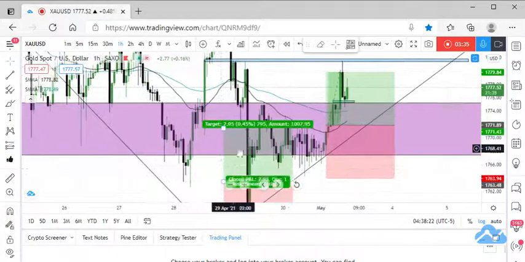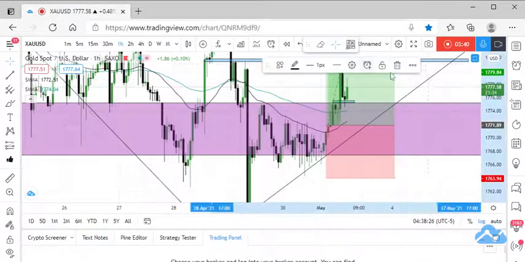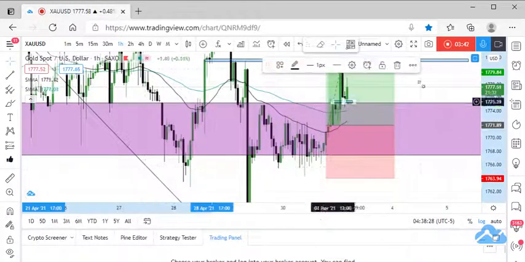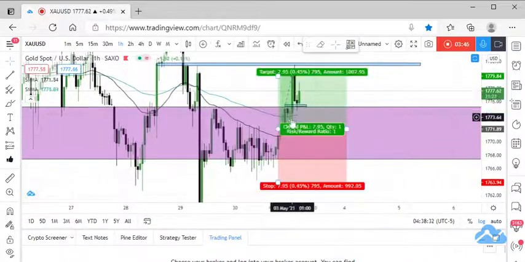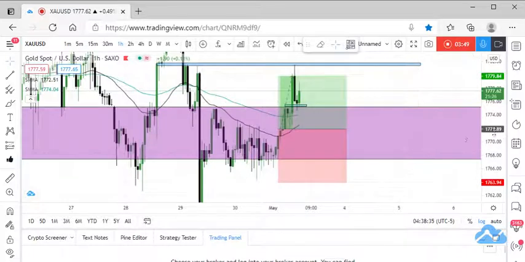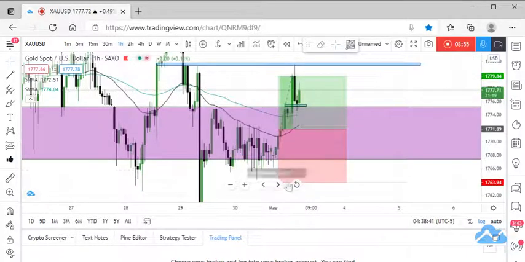And, oh, my bad. Let me erase some of this. Get the chart back clear. So this was my first trade, at 1772.